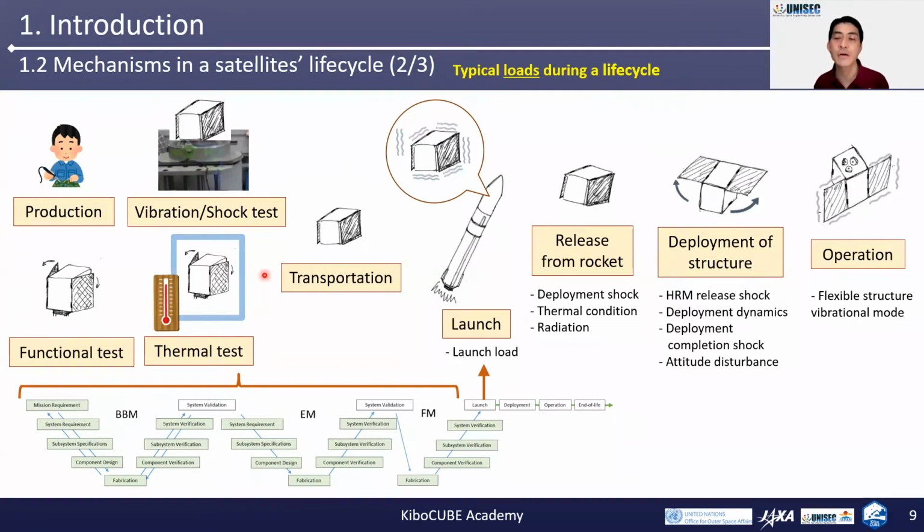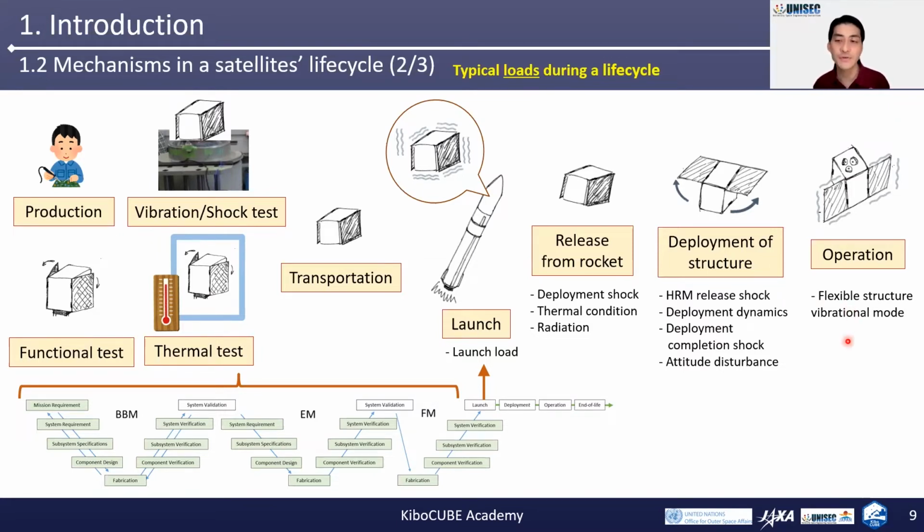During the actual rocket launch, the satellite is subjected to strong launch loads. Once in space, the satellite is released from a rocket. There is a deployment shock, the thermal conditions drastically change, and the satellite receives the effect of radiation. Now, if the satellite has a deployable structure, when the structure is deployed, there are shock loads caused by the hold and release mechanism, HRM. Inertial forces are applied due to deployment dynamics, and there will be a deployment completion shock load.